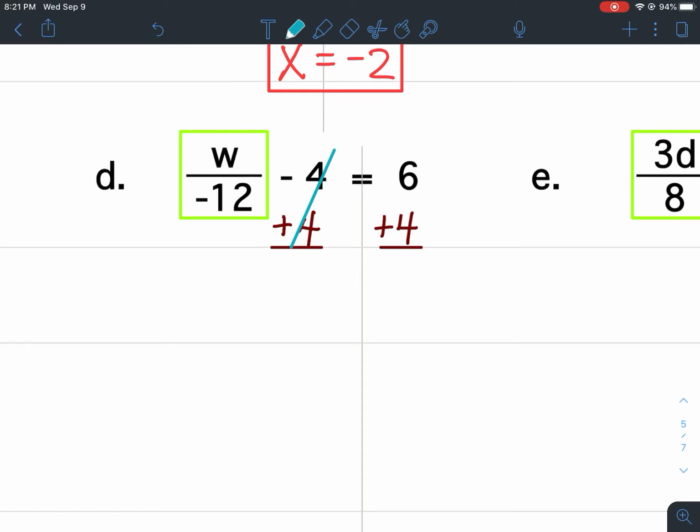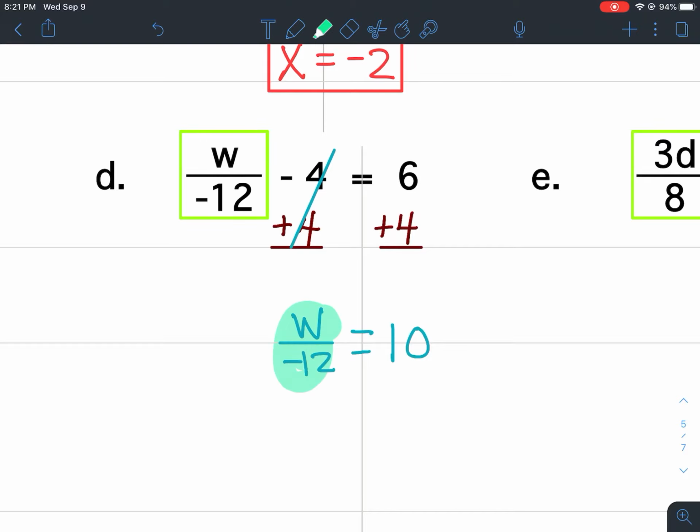Cancel with my 4s. Now, be careful. You want to bring down what is in the box. And inside that box is W over negative 12. And then on this side, 6 plus 4 is 10.